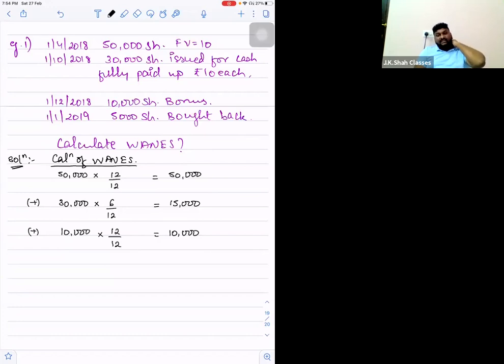Now, please understand, when the buyback is done, these 5,000 shares are no more outstanding. These 5,000 shares are no more outstanding. For what period are they not outstanding? January, February, and March. From April to December, they were available.